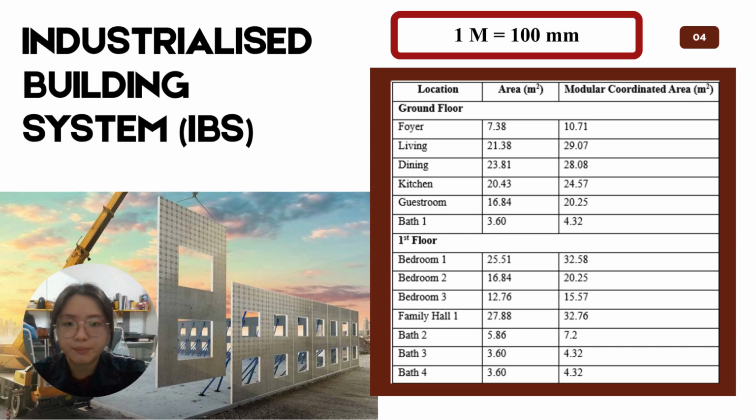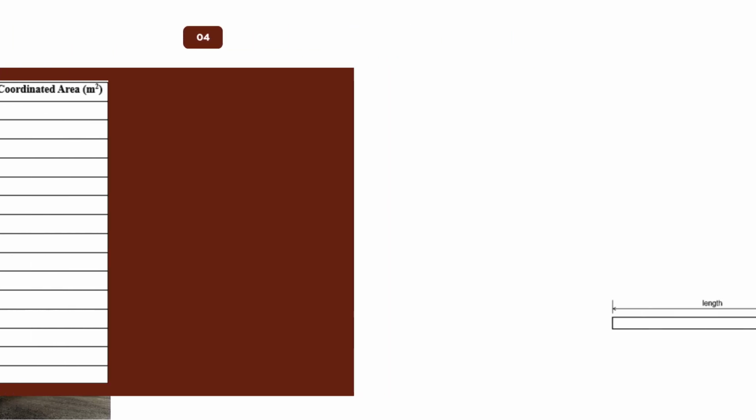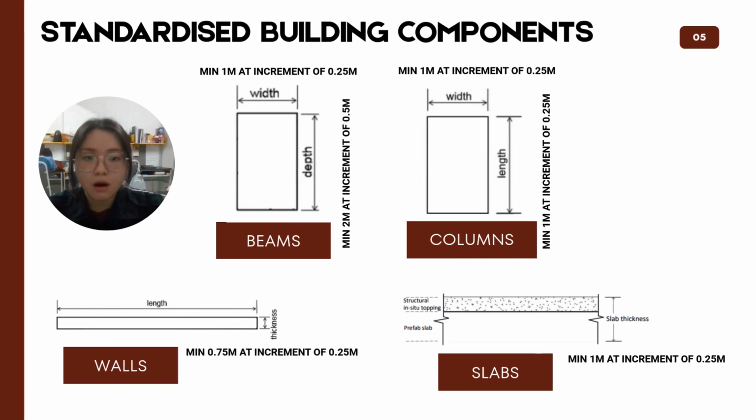In accordance with the principles of modular coordination and Malaysian standard MS1064, the basic modulus adopted for this project is 1 modulus equal to 100 mm. In this project, we are using horizontal modular coordination, which is 3 modules equal to 300 mm, and vertical modular coordination, which is 1 module equal to 100 mm. We also standardize the building components, which are beams, columns, walls, and slabs.